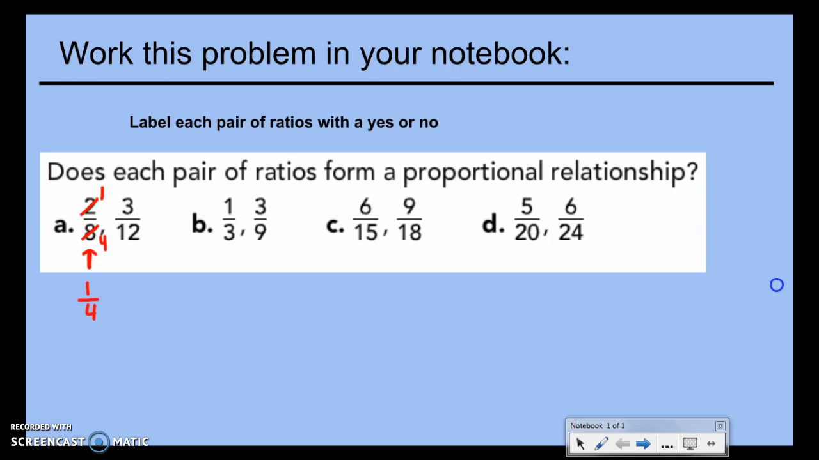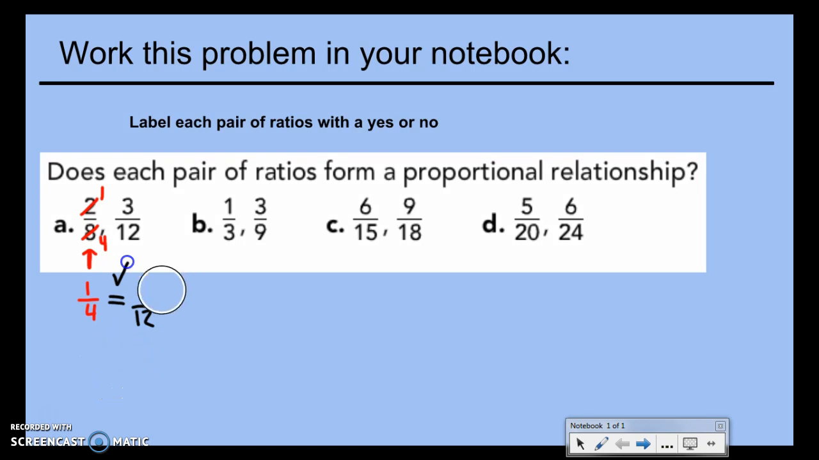Now what you have to figure out is, is 1/4 equivalent to 3/12? So let's figure it out. Okay? Well, when you're trying to find a proportional relationship, you've got to figure out, did you do the same thing to your numerator as you did to your denominator? Well, let's look at the numerator. Between 1 and 3, you have to multiply by 3 to get 3. Now let's look at the denominator. If you multiply by 3 on the numerator, you have to multiply by 3 on the denominator. Is 4 times 3 12? Yes. So that's how you know this is a proportional relationship.